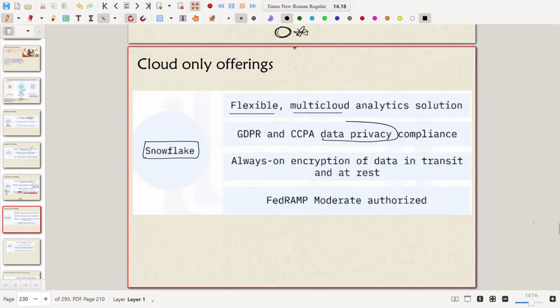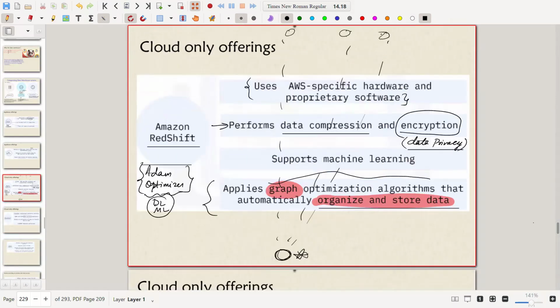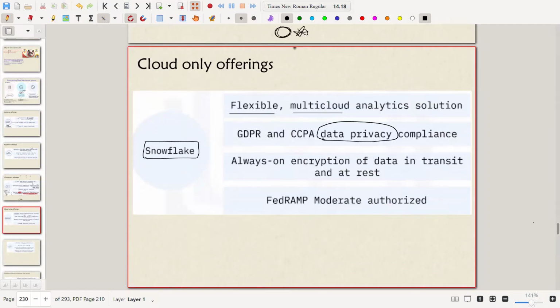Regarding data privacy, due to this aspect, mostly these two data warehouses will be preferred, because other data warehouses don't give that much importance to the data privacy part. Amazon Redshift is focusing on encryption and Snowflake is focusing on data privacy compliance. So this is one of the reasons why people might prefer these two data warehouses as compared to others, because data privacy is one of the most important things in this age now, right?